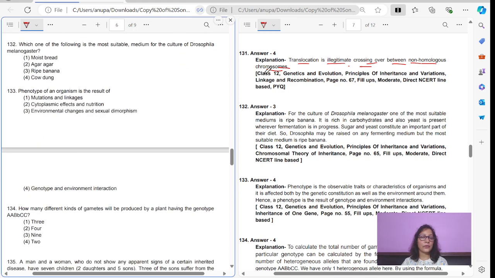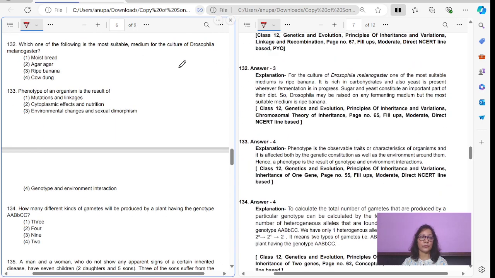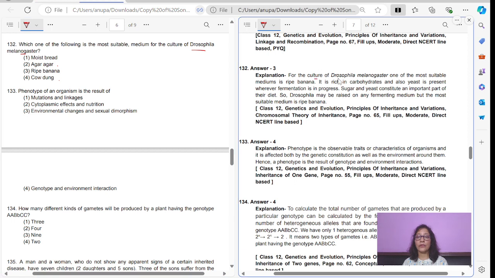Now, let's move to the next question, that is question number 132. This question states that which one of the following is the most suitable medium for the culture of Drosophila melanogaster? The options are moist bread, agar-agar, ripe banana, and cow dung. So we know that for the culture of Drosophila melanogaster, one of the most suitable mediums is ripe banana.